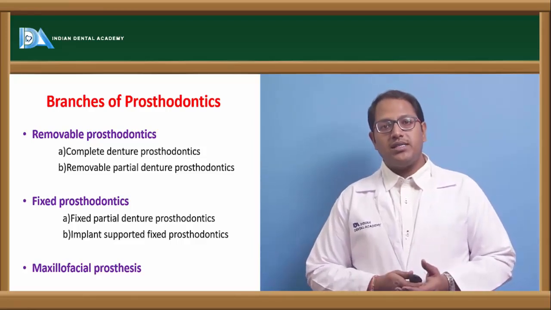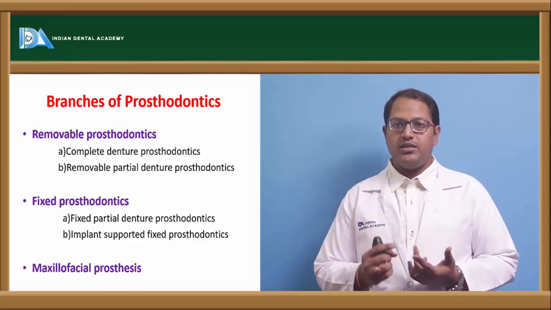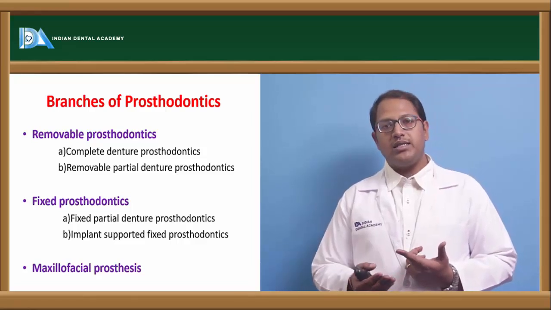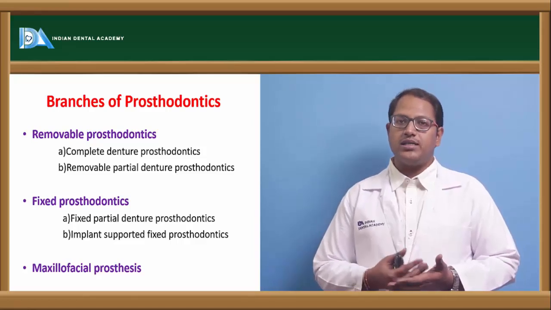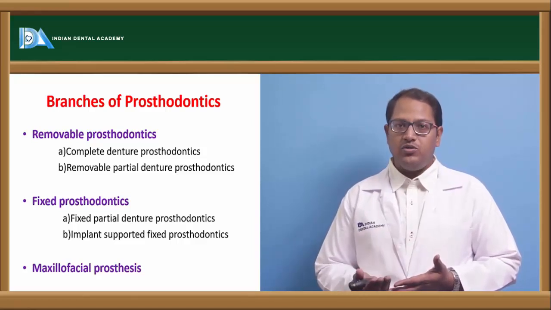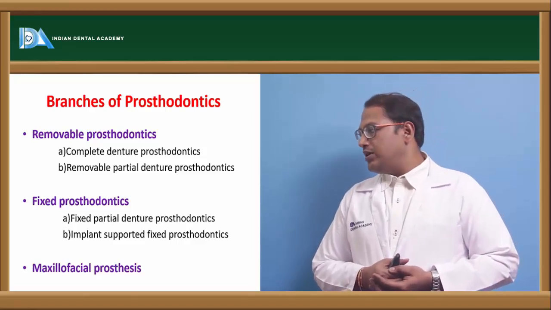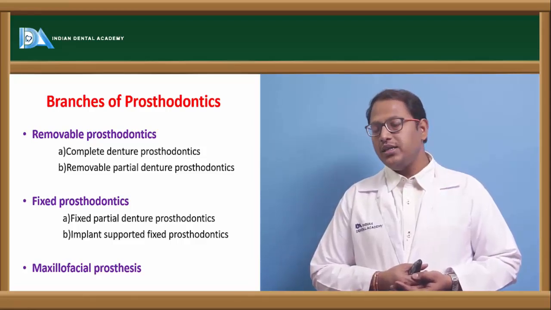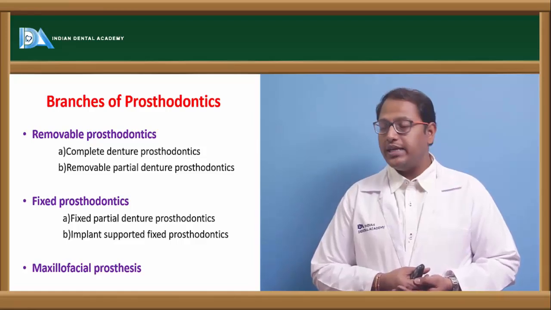Coming to branches of prosthodontics. Widely, prosthodontics is divided into two basic branches. It can be either fixed prosthodontics or removable prosthodontics. Removable prosthodontics is that which the patient can remove by himself or herself. Fixed prosthodontics is that which a patient cannot remove and it is fixed with the help of the dentist or professionals. Removable prosthodontics is further classified into complete dentures, removable partial dentures, and implant supported overdentures.